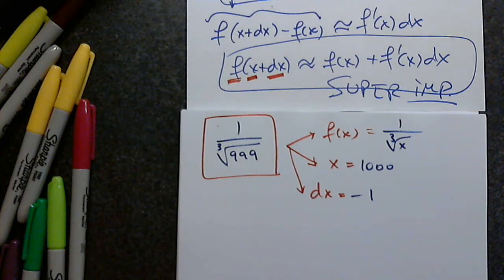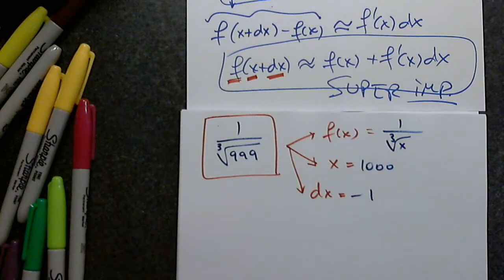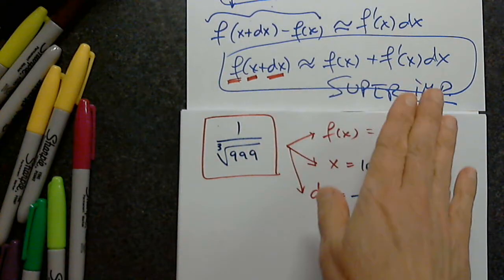I know the cube root of 8. So how come I don't use 8? Because from 8 to 999, it's far away. So I have to think in terms of the minor change in x. It has to be minor. So that's how we choose 1,000 and not the cube root of 8. Okay? Good. So now all I have to do is mimic this.